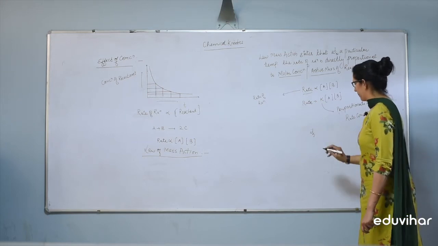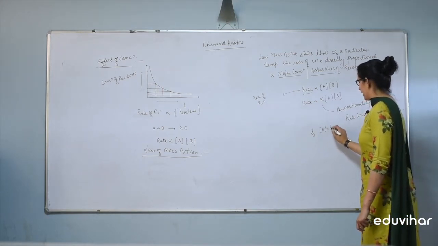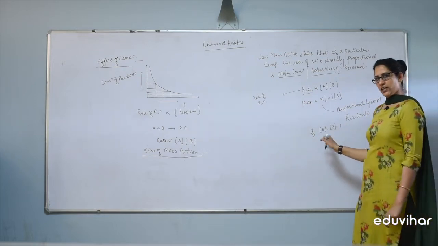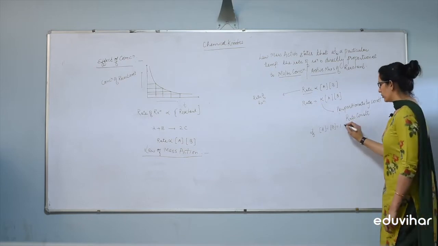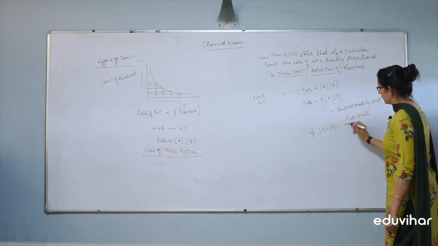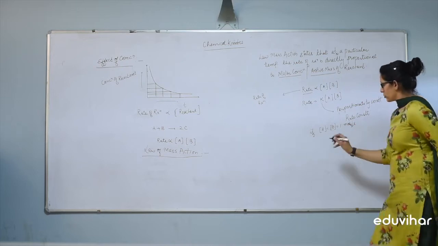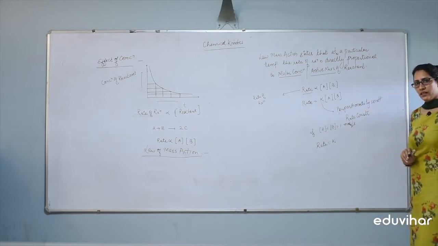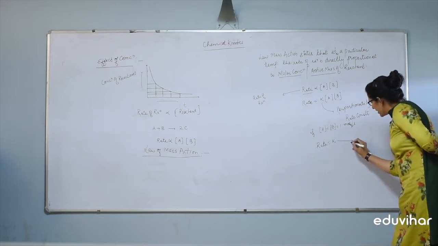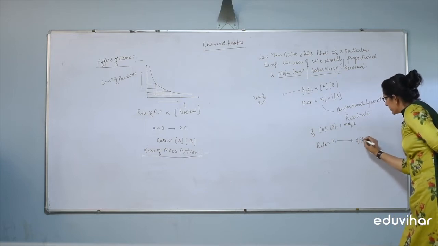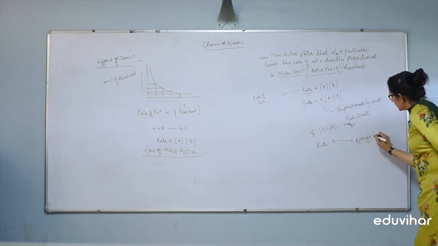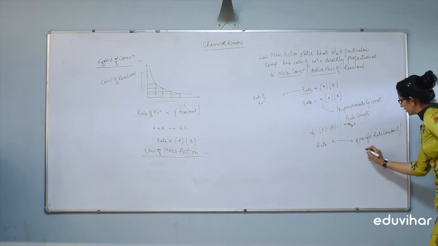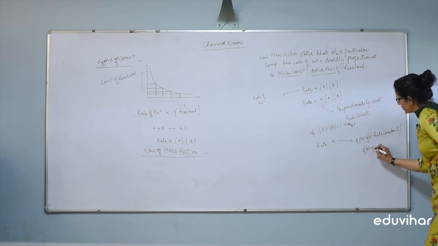If the concentration of A and the concentration of B are equal, and that is equal to 1 mole per liter, so the rate is equal to K. The rate is equal to K, and this K is now known as specific rate constant, or you can say specific rate.